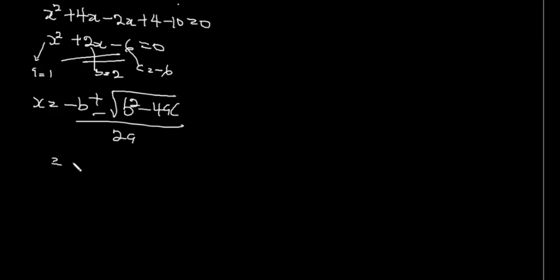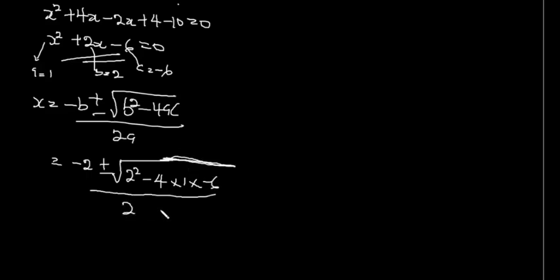So what is our b? Our b is 2. So we have minus 2 plus or minus square root of 2 squared minus 4 times a, which is 1, times c, which is minus 6, all over 2 times a, times 1. So from here, we have minus 2 plus or minus square root of 2 squared, which is 4, minus 4 times 1, which is minus 4, then minus 4 times minus 6, that's plus 24, all over 2.